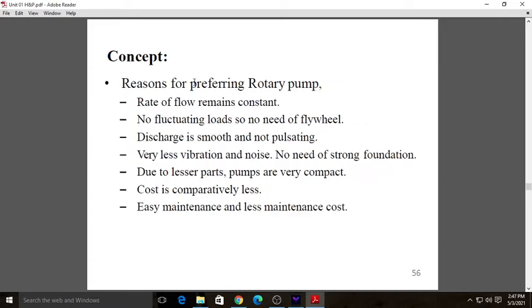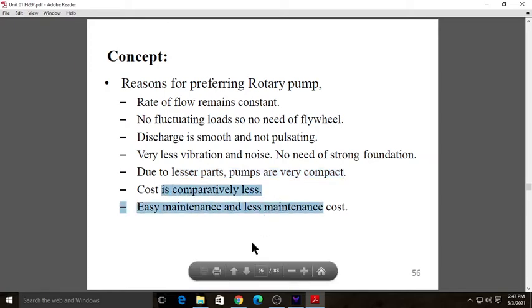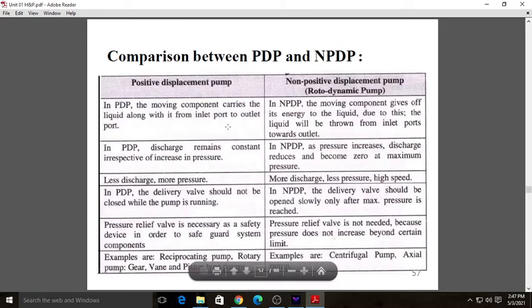Then here are some advantages or reasons for preferring rotary pumps. The rate of flow remains constant. No fluctuating load or need of a flywheel. Discharge is smooth and it has very little vibration and noise. Due to fewer parts, the pumps are very compact, meaning small in size. Cost is comparatively low here. Its maintenance is easy. Here the difference between the positive displacement pump and the non-positive displacement pump is mentioned.